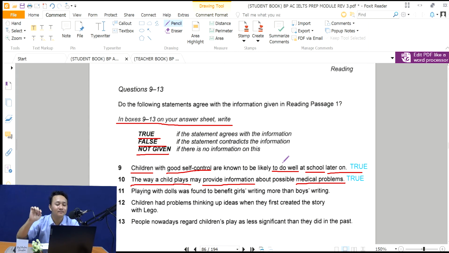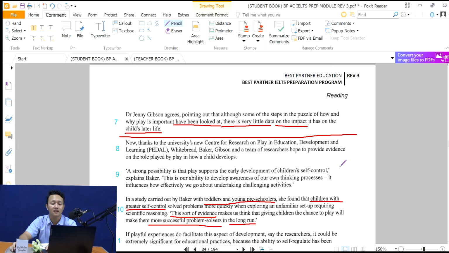Okay, now number 11. Playing with dolls was found to benefit girls' writing more than boys' writing. Okay, this is about playing with dolls. It will benefit writing skill, but girls and then boys. So we need to find information for the statement. Playing with dolls will be more useful for girls' handwriting rather than the boys' handwriting. Okay, let's see here.